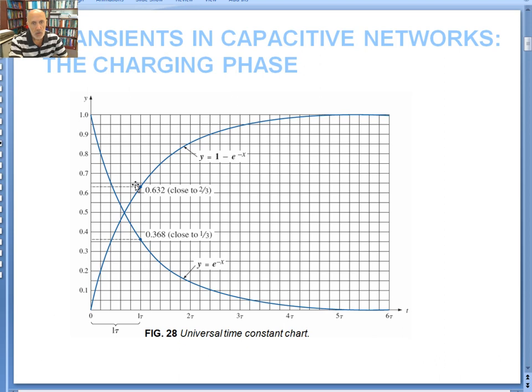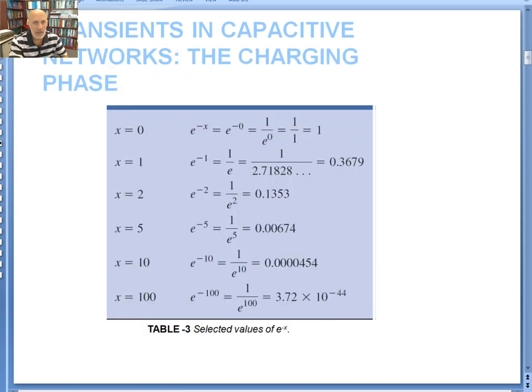But the voltage is 1 minus that, so if you take 1 minus 0.368, that gives you 0.632. So it's the exact opposite, and so forth. After 5 time constants, you see it's almost down to 0. Because of that, we assume the capacitor will charge up completely after 5 time constants. And so is the current. The current will be almost down to 0 after 5 time constants.